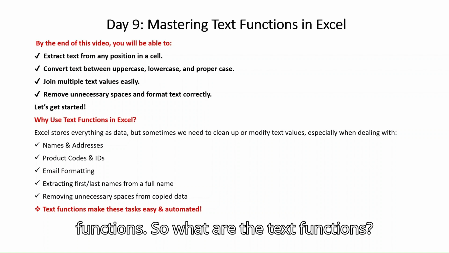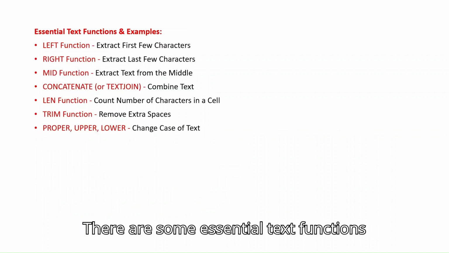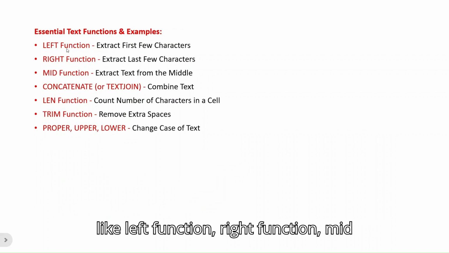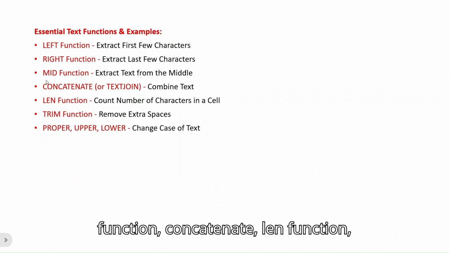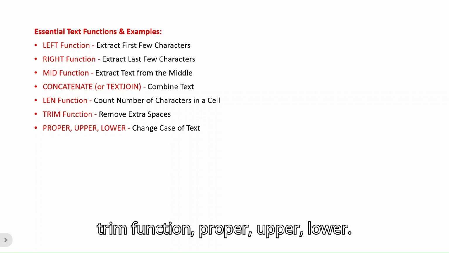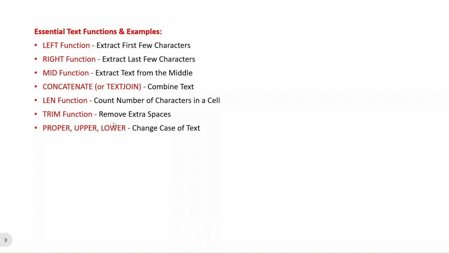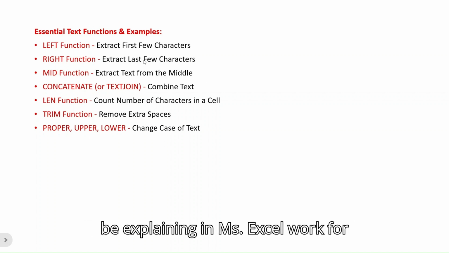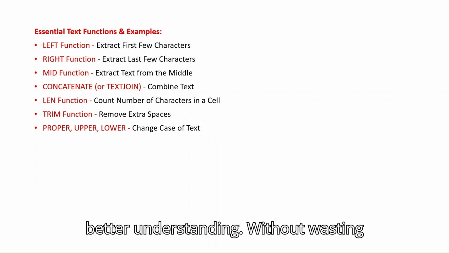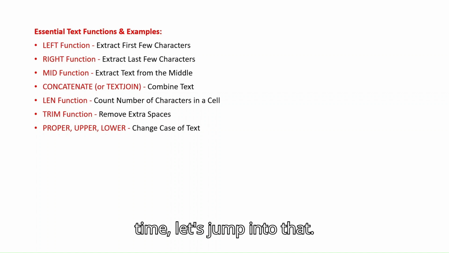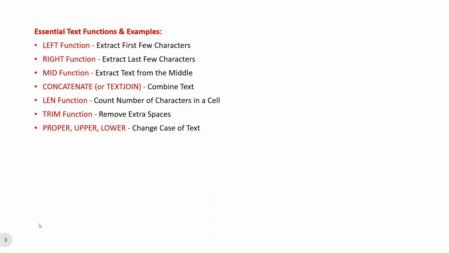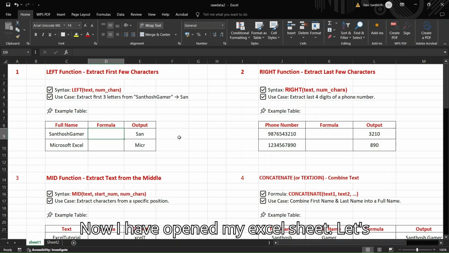So what are the text functions? There are some essential text functions like LEFT, RIGHT, MID, CONCATENATE, LEN, TRIM, PROPER, UPPER and LOWER. These are the text functions I will be explaining in MS Excel for better understanding. Without wasting time, let's jump into that. Now I have opened my Excel sheet. Let's understand what the text functions are.